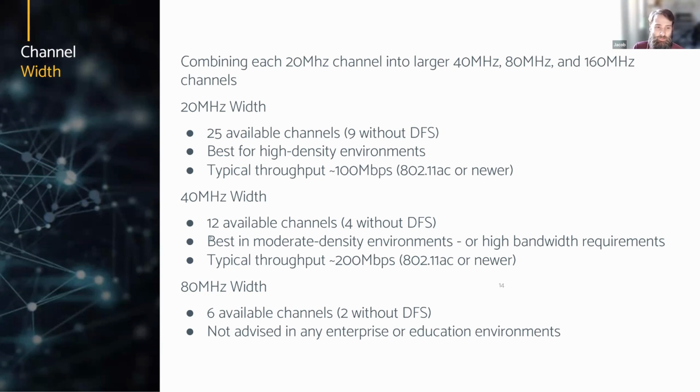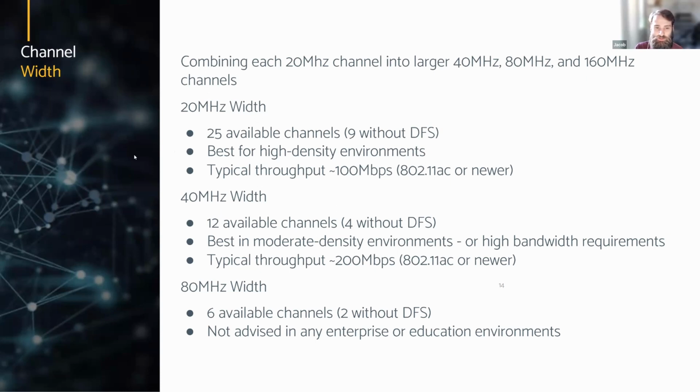Okay. So let's talk about our different options here. 20 megahertz. And by the way, I should clear this up. I'm only talking about 5 gigahertz here. With 2.4 gigahertz, you'll never want to use any sort of channel bonding ever. You'll only ever want to use 20 megahertz there. So we're really only talking about 5 gigahertz channels right now.